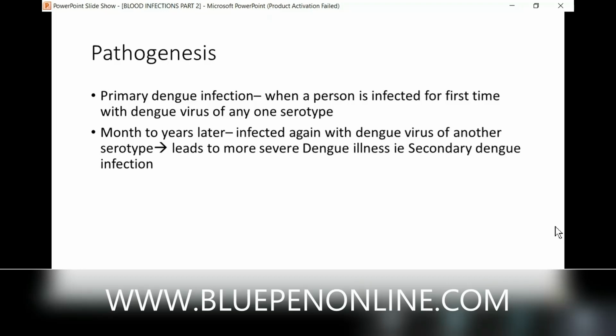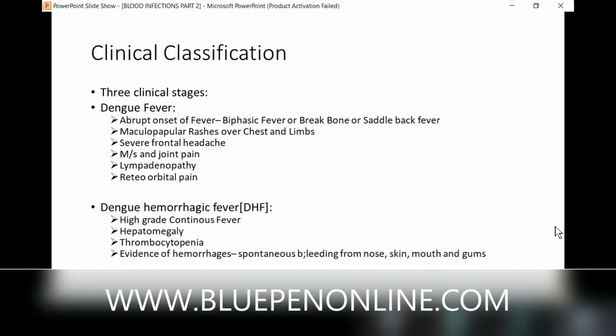So there is primary dengue infection with one of the serotypes. In the second dengue infection, if the person is infected with some other serotype, he will have more severe illness. That is called secondary dengue infection.